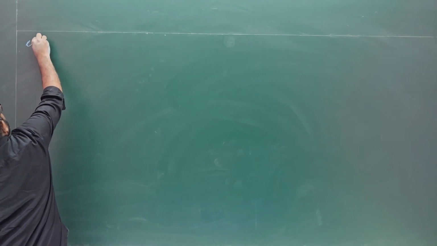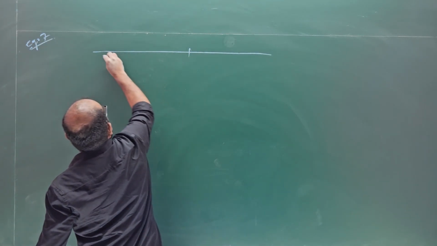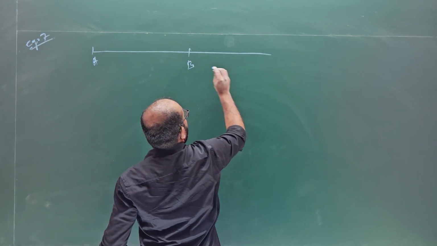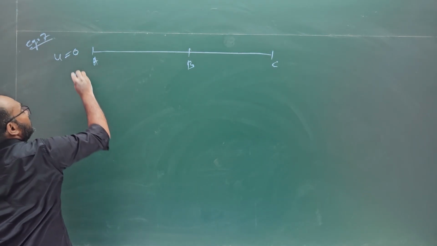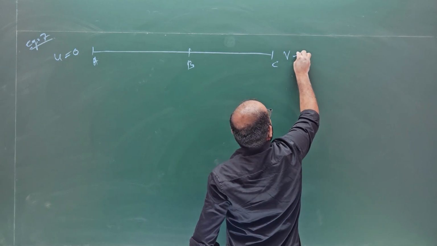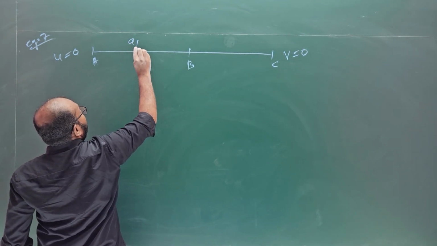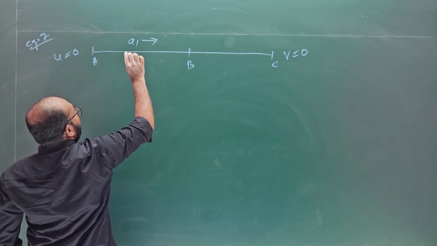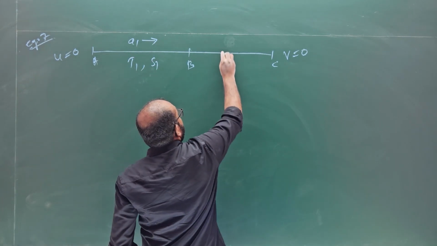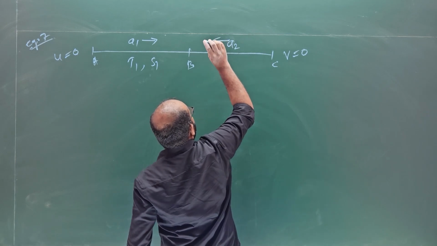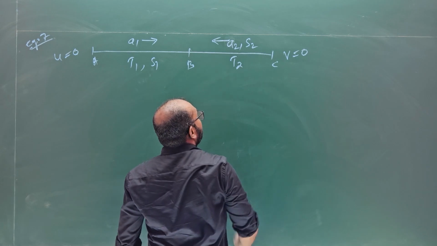Example number 7. A, this is your B, and this is your C. Initial velocity given 0, final velocity given 0. Now this one is traveling with A1 acceleration in this direction and T1, distance is S1. Acceleration A2 is in this direction and S2, this is your T2.